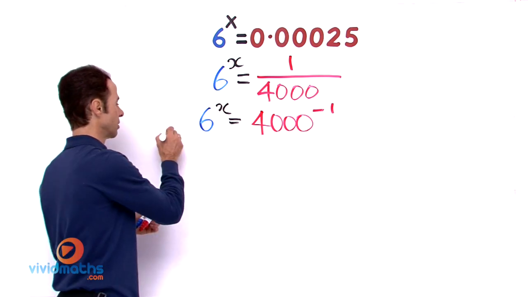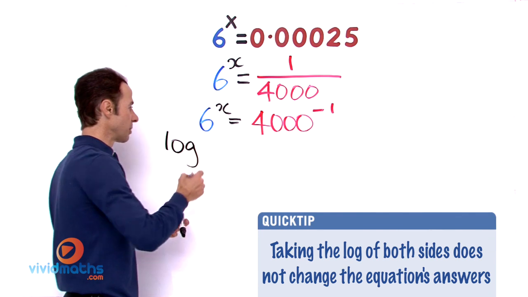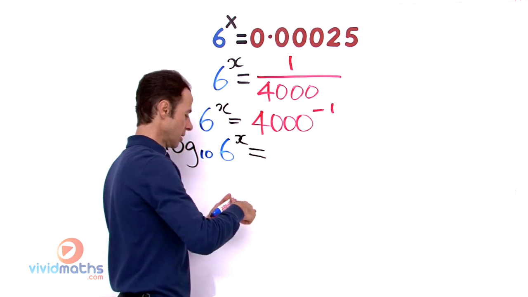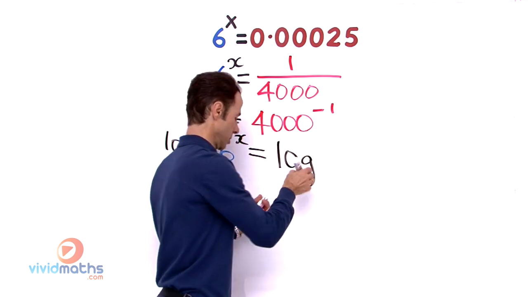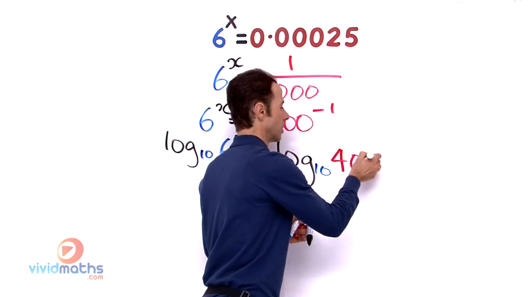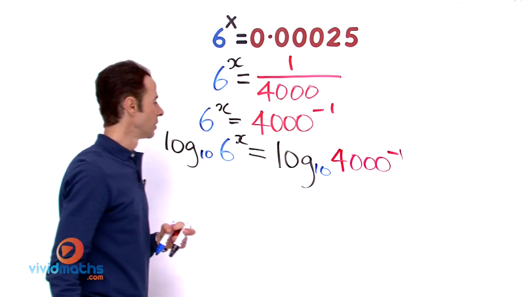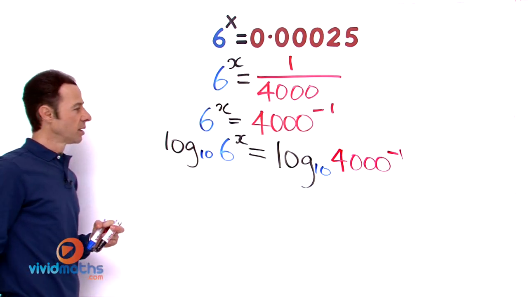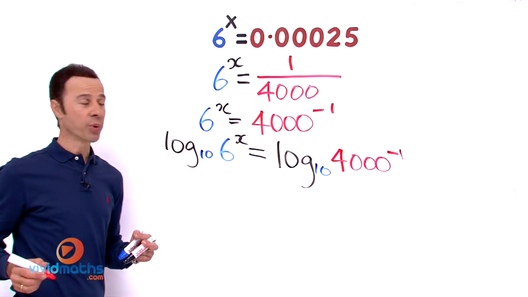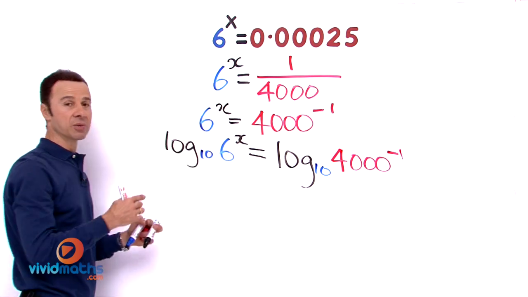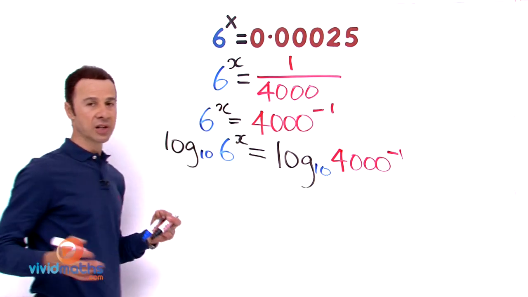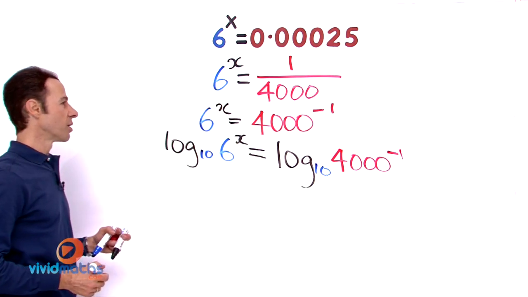So all I have to do is write out log, here's our base 10, 6 to the power of x, and that equals, again, log to the same base, 4000 to the power of -1. Okay, it's all balanced, it's equated, and now we're going to use another log law, the power law. That's where we can take the power and bring it to the front. Similarly, on the right-hand side, we can take the power of -1 and bring it to the front over here. So let's go ahead and move those powers to the front.